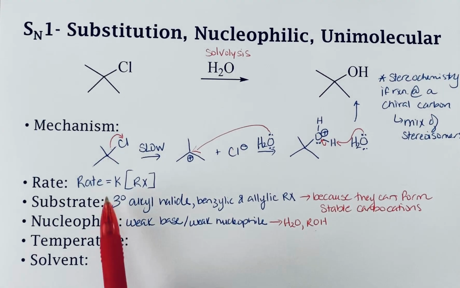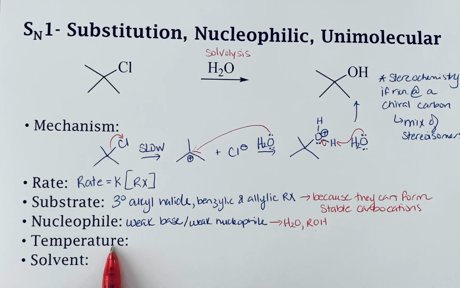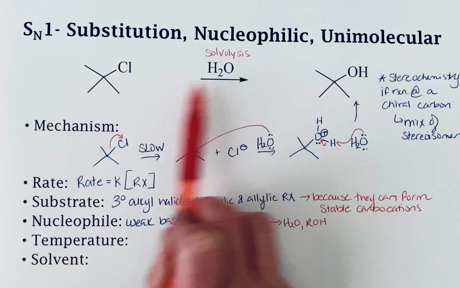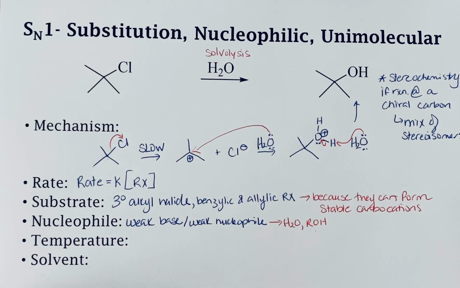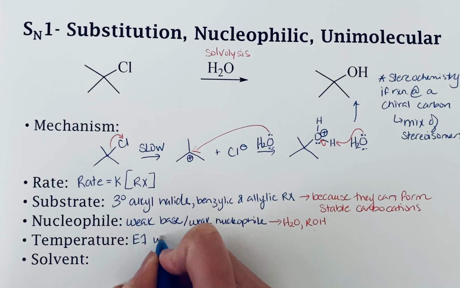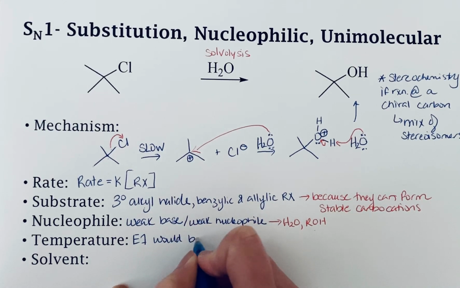Okay. The temperature of this reaction. This is a consideration if you want to think that an SN1 substitution under these conditions might potentially compete with an E1, right, which would be the unimolecular elimination. So we would note that E1 would be favored at higher temperatures.